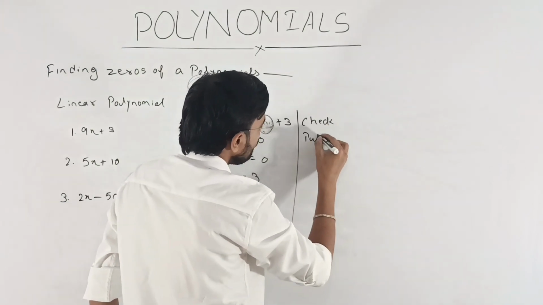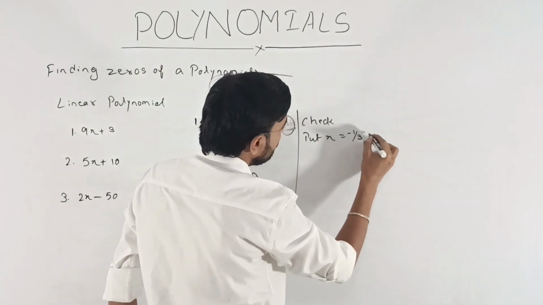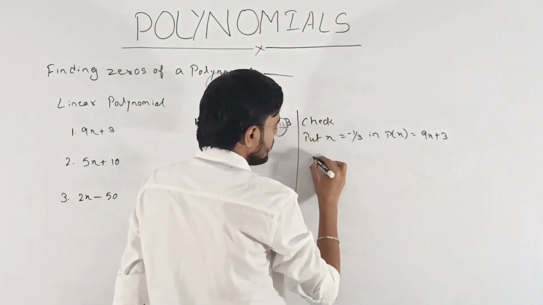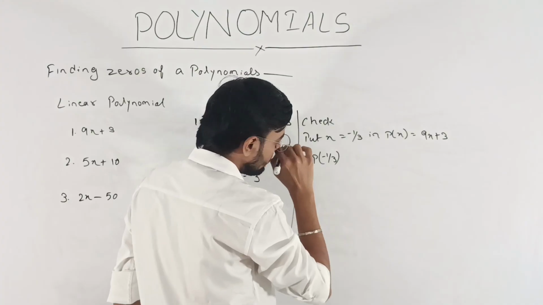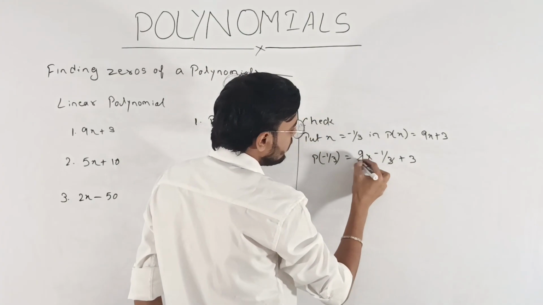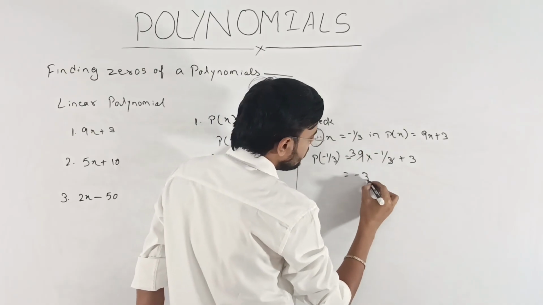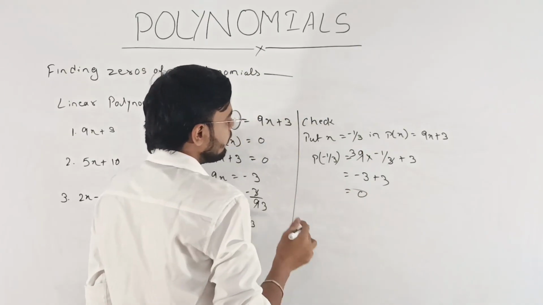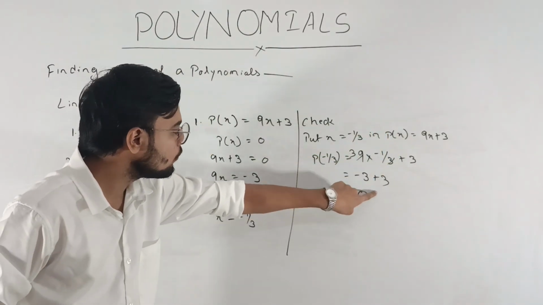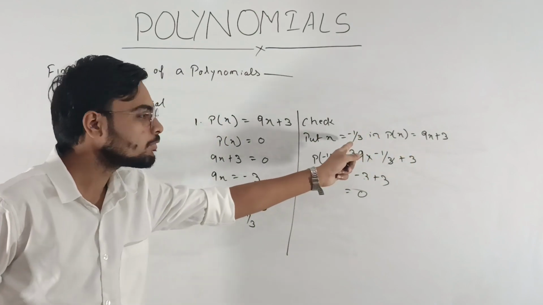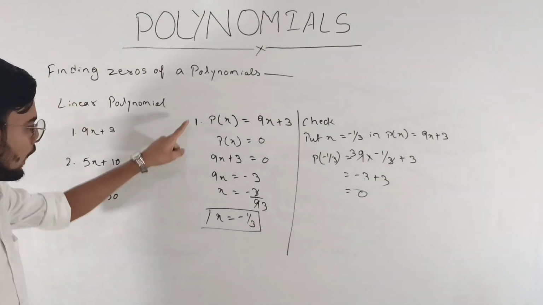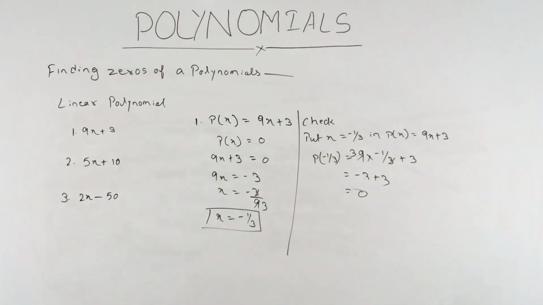For checking, put x equal to minus 1 upon 3 in our polynomial p(x), that is 9x plus 3. Now p of minus 1 upon 3 is equal to 9 into minus 1 upon 3 plus 3. 3 3s are 9, so 9 into minus 1 upon 3 is minus 3, plus 3. After putting x equal to minus 1 upon 3, we get 0, which means this polynomial becomes 0. Therefore, yes, minus 1 upon 3 is a zero of this polynomial. Our answer is right. Understood?